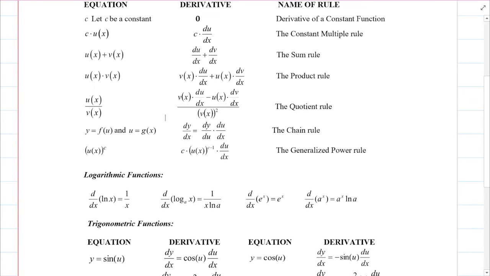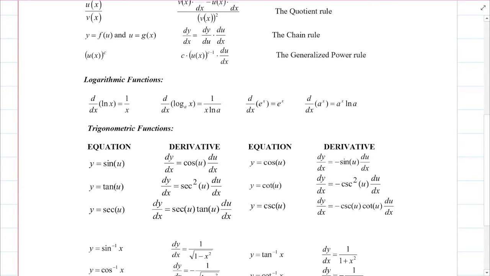The chain rule is when you have a composite function. So you have a function inside another function. So basically what you do, you take the derivative of the inside function with respect to x, that will be du dx, multiplied by the derivative of the outside function, so dy du or df du. We're going to do some examples so you will see how they are used.